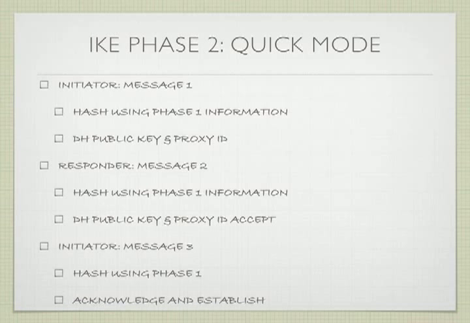And then in the third message, we do the hash and compare for phase 1, and then we acknowledge that everything's correct, our proxy IDs have matched, and the phase 2 comes up. So now we have our completed negotiation, both phase 1 and phase 2, for our IPSEC VPN.